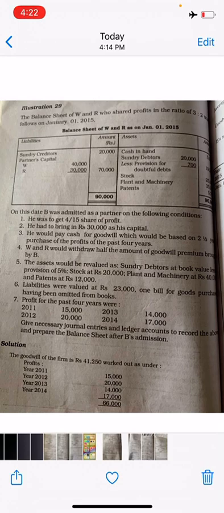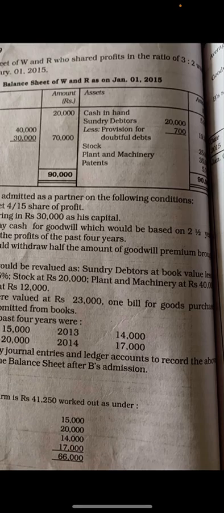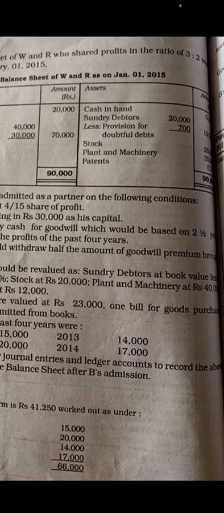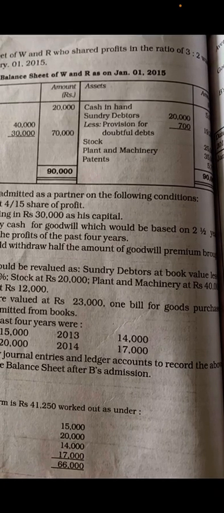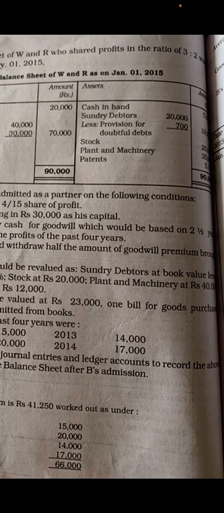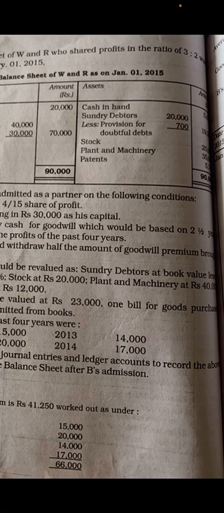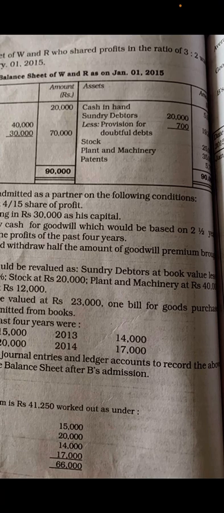See the asset side, cash in hand 5,000. I want you all to open the textbook because here it's not clear. Next is sundry debtors 20,000. From that, the provision for doubtful debts is deducted, 700. So in the outer column you have 19,300. Then stock is 25,000, plant and machinery is 35,000, and patent is 5,700. And the total is 90,000.